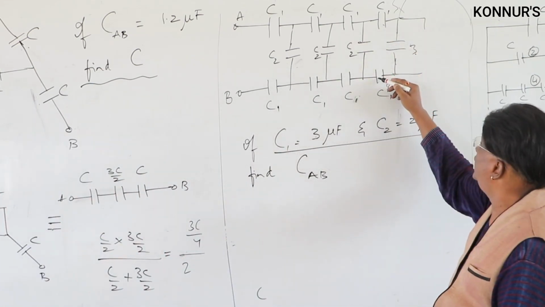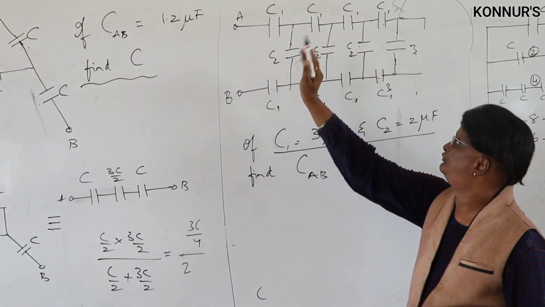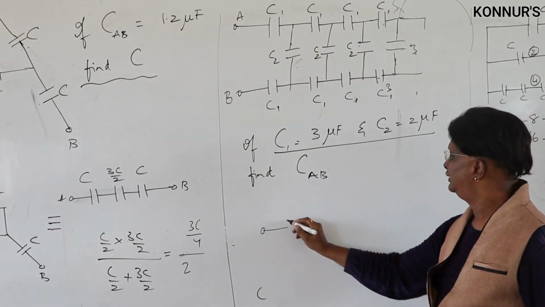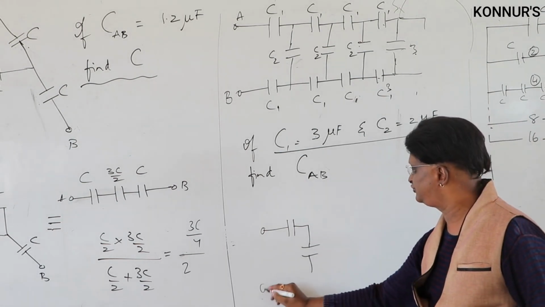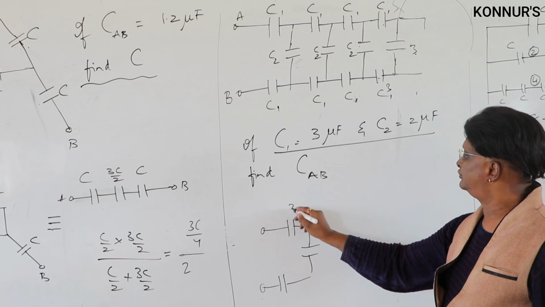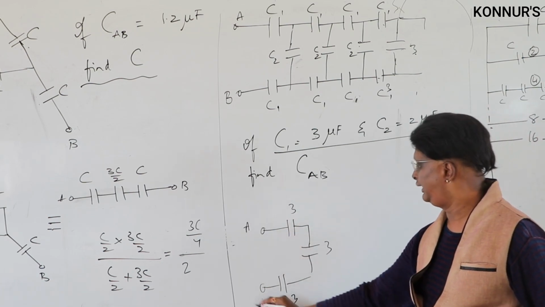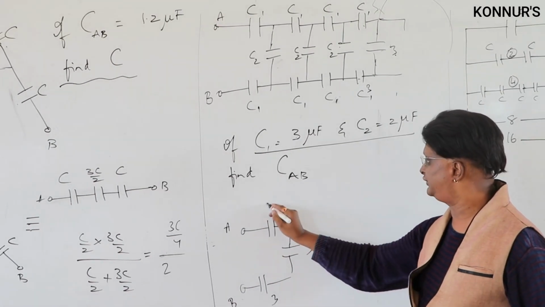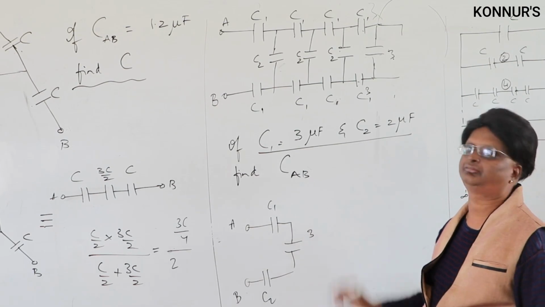Again 3, 3, 3, 1. This becomes 1 and 2, 3. That will follow. So what is the final network that you can show? This is what you can show. 3, 3, 3 across A and B. Rather, in fact, it is C1. This is C2. And this one is, what, 3 microfarad?